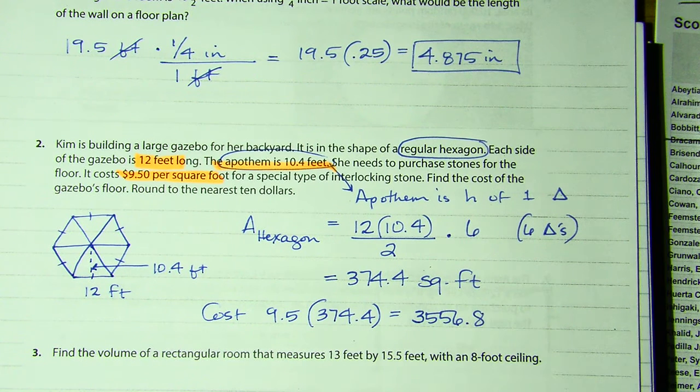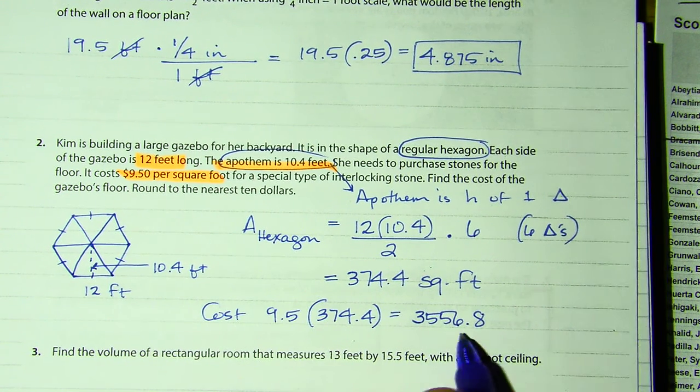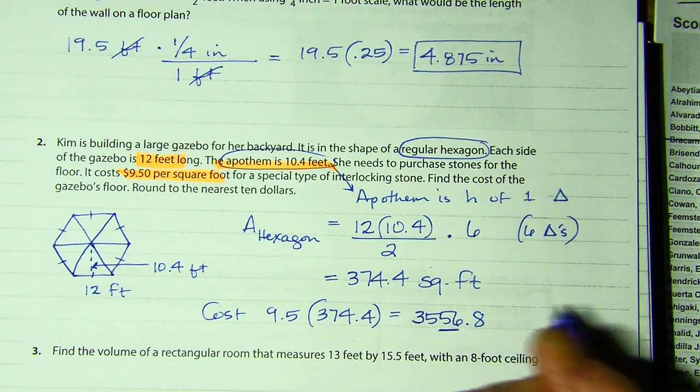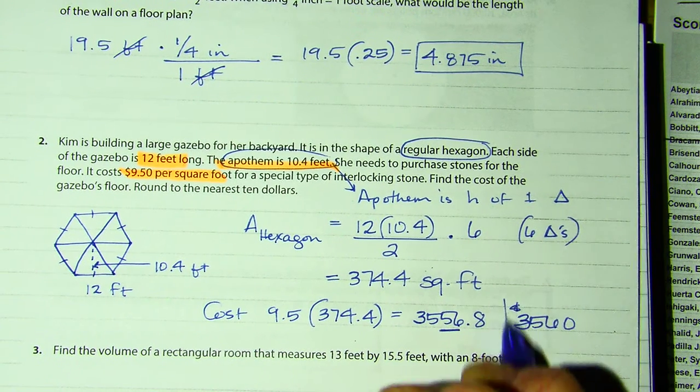$3,556.80. Now, anytime we're calculating, let's pay attention to what it asks us to round to. And it says round to the nearest $10. The tens place is right here. So 56 would be near 3,560.